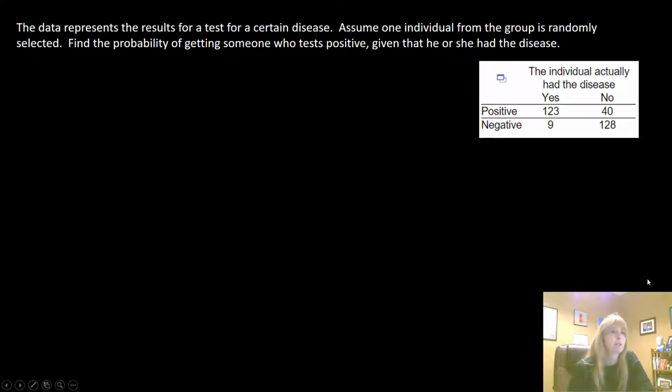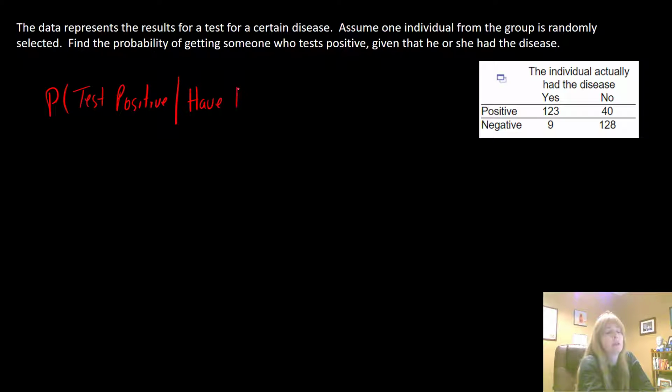All right, the data represents the results of a test for a certain disease. Assume one individual in the group is randomly selected. Find the probability of getting someone who tests positive, given they have the disease. Now, what I do with tables, because tables are actually very important, is typically whenever you're doing reading or studying, you're going to see a lot of information given in tables, is I remember the formula.